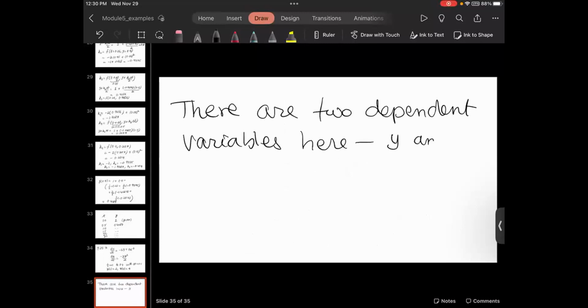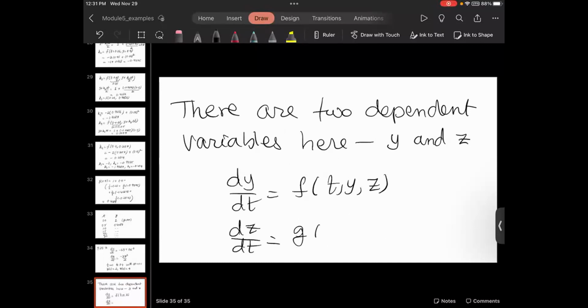Y and z. So you can write dy by dt equal to f of t, y, and z, and dz over dt equal to g of t, y, and z. Of course, f of t comma y comma z is nothing but minus 2y plus 5e power minus t. Z doesn't appear in f, the function f, and g is equal to minus yz squared over 2.